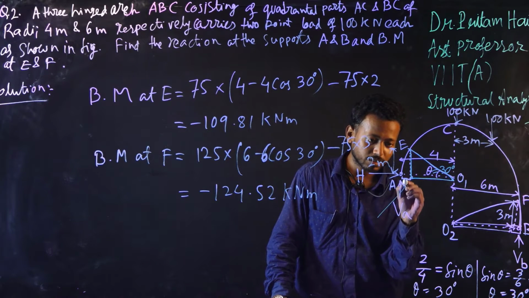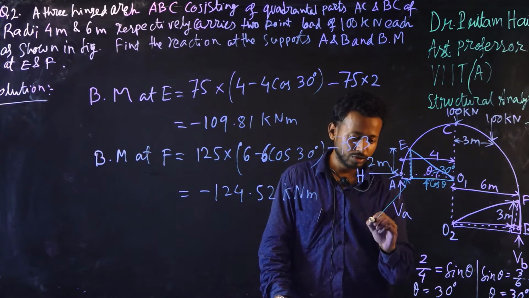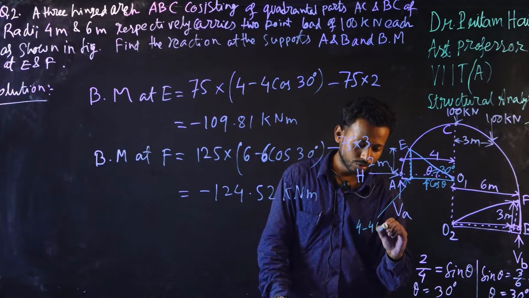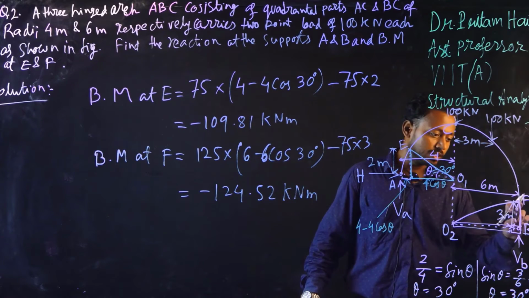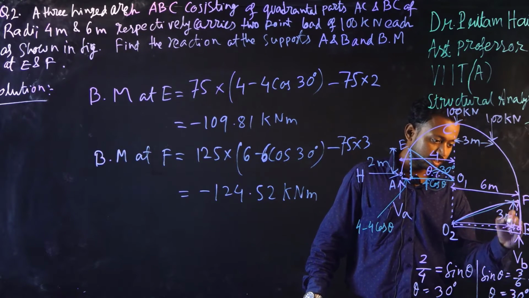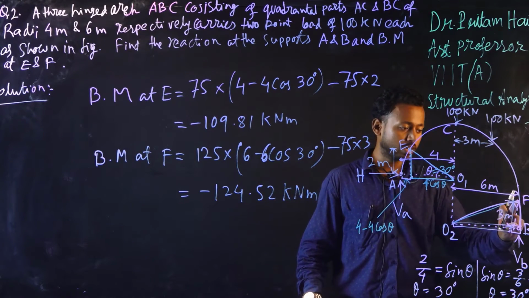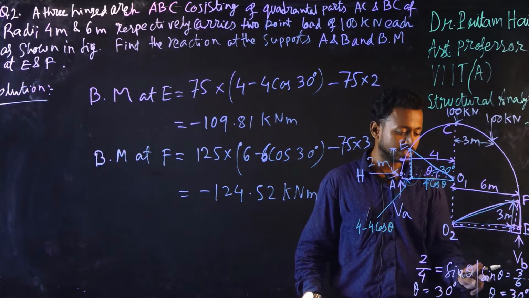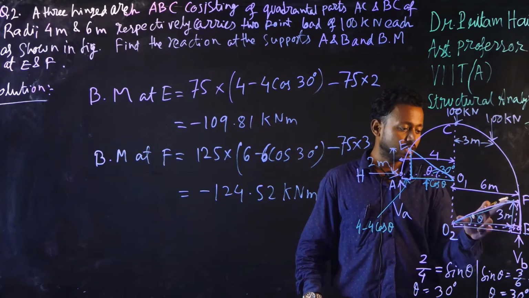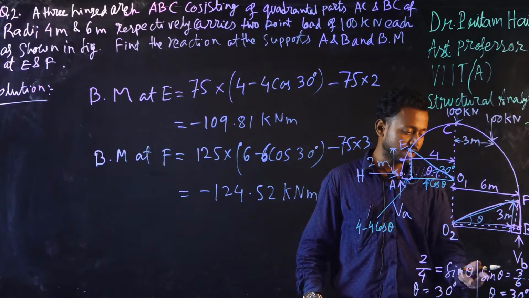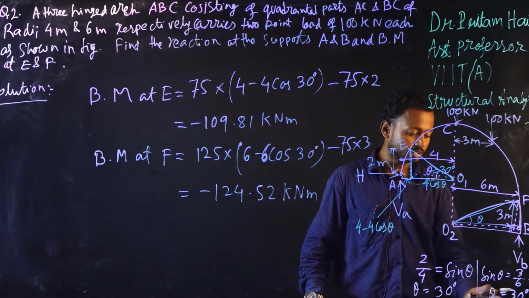If this is 4, so this will be 4 cos 30, and this will be 4 minus 4 cos 30, right. Similarly here also you can calculate the theta. If you consider this triangle, this is base, this is altitude and this is hypotenuse. So altitude by hypotenuse will be sin theta. So I can write sin theta equals height by hypotenuse, so 3 by 6, that is half. So sin theta equals half, so theta equals 30 degree.